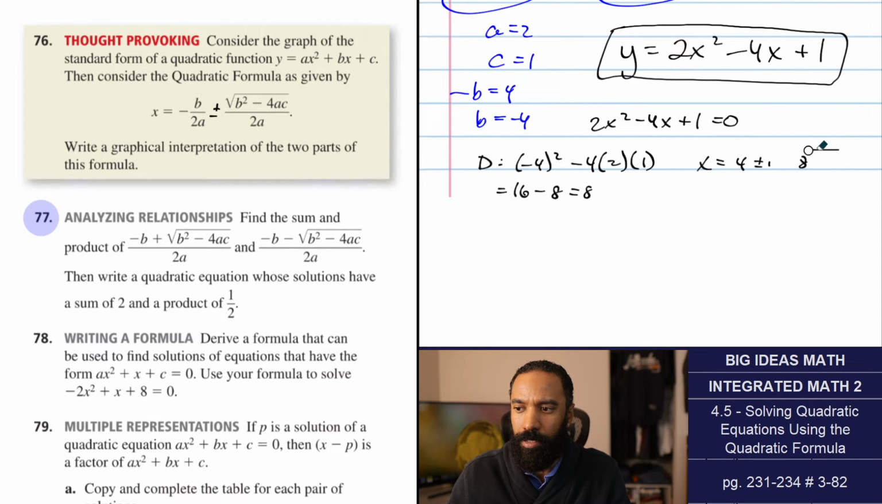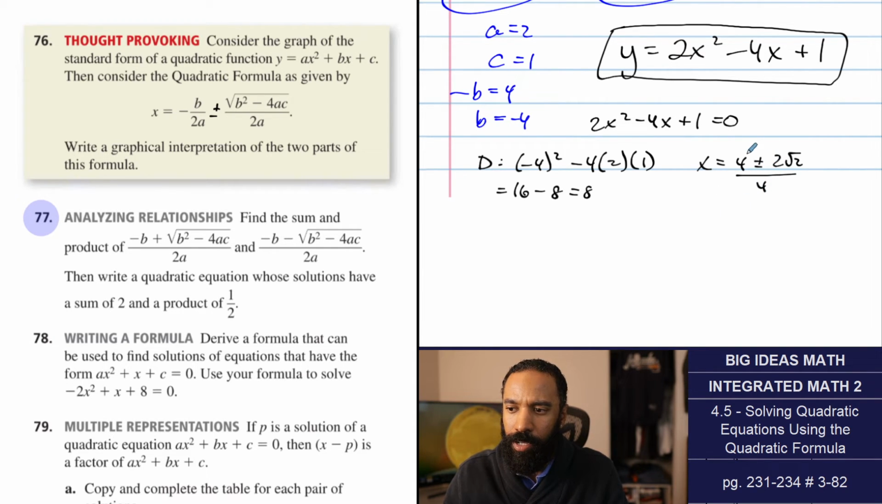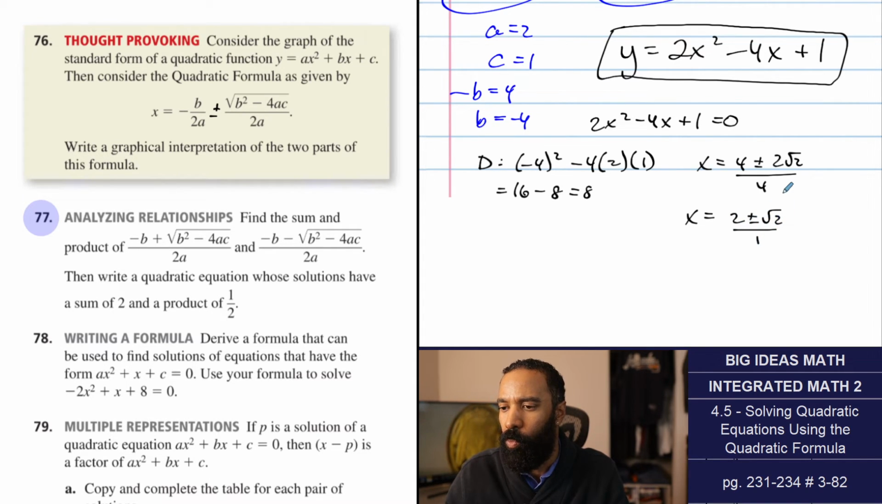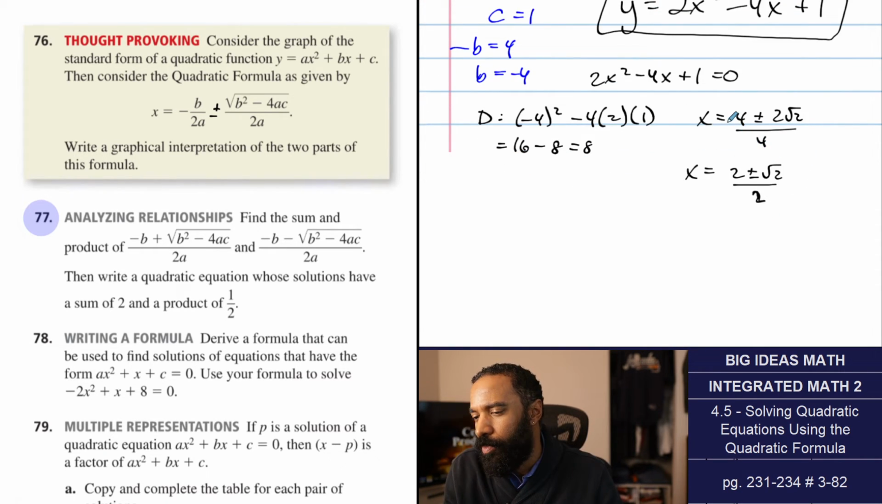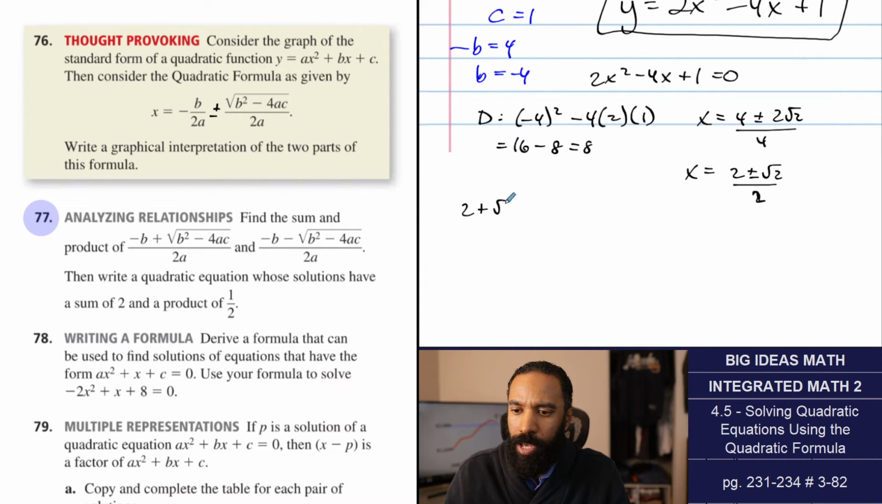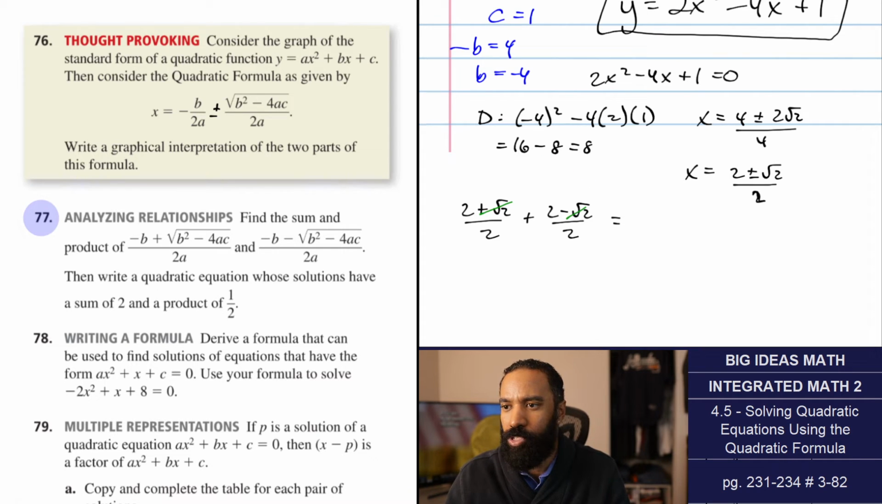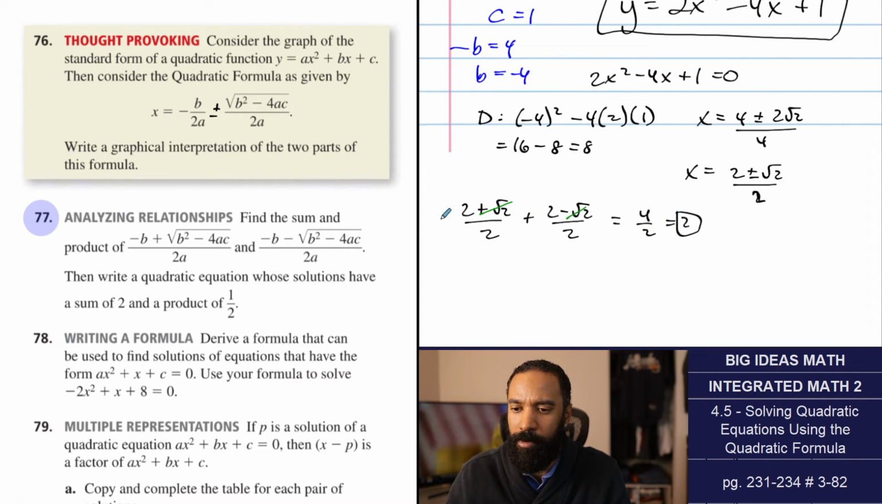Square root of b squared minus 4ac. 2 root 2. All divided by 2 times 2, so 4. And those can reduce, and you'll get x equals 2 plus or minus root 2 all over 2, excuse me. Root 2 all over 2. So 2 plus root 2 over 2 plus 2 minus root 2 over 2. The root 2's cancel. You get 2 plus 2, which is 4. 4 over 2 is 2. So that is the sum of 2.